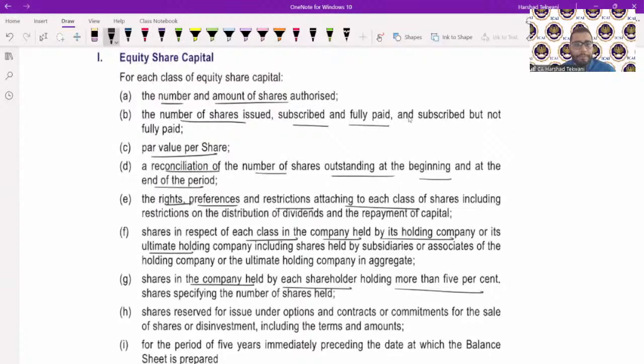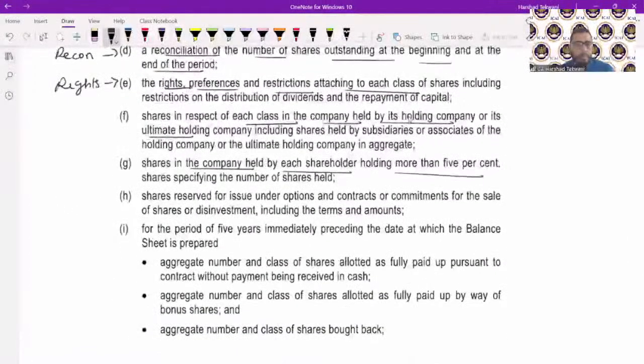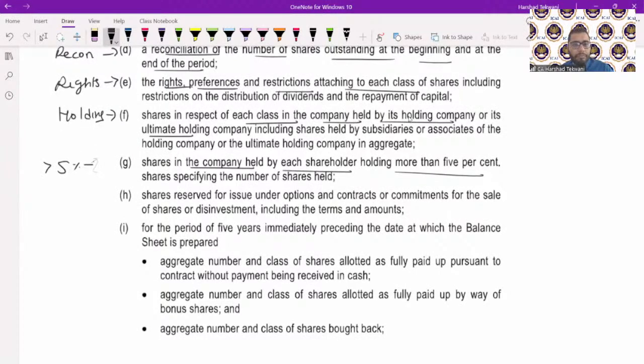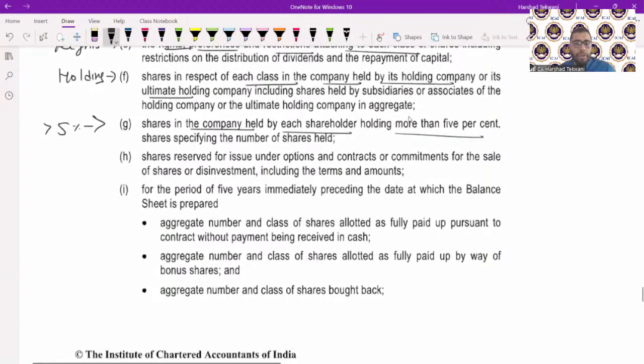So I'll write it. Number, subscribed, value, reconciliation, rights, holding, more than 5%, and shares reserved for issue under options or commitments, reserved shares.